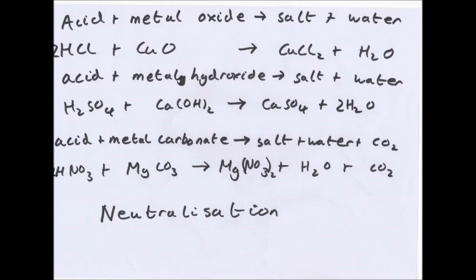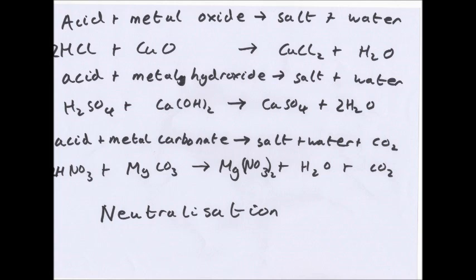If you look, on one side you have two HCl, so there's two hydrogens. On the other side you have H2O, two hydrogens. One copper, two chlorines, one oxygen. Now you have acid plus metal hydroxide, not metal oxide as I originally wrote. You have acid plus metal hydroxide becomes salt and water.